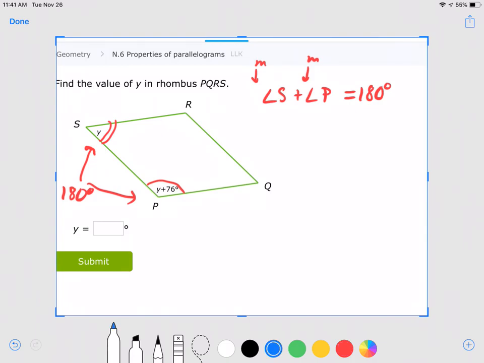Now, measure of angle S, we have an expression for it. It's y. And measure of angle P, we have an expression for it, and that is y plus 76. And this has to be equal to 180. So we're going to combine like terms. We get y plus y is 2y, and we still have the 76 lingering here.